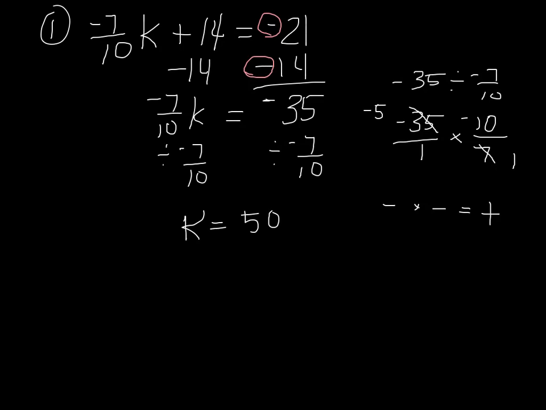Negative divided by a negative equals a positive number. So k equals 50 is my answer. How would I check that? Instead of having my k here, I can put a 50 in.